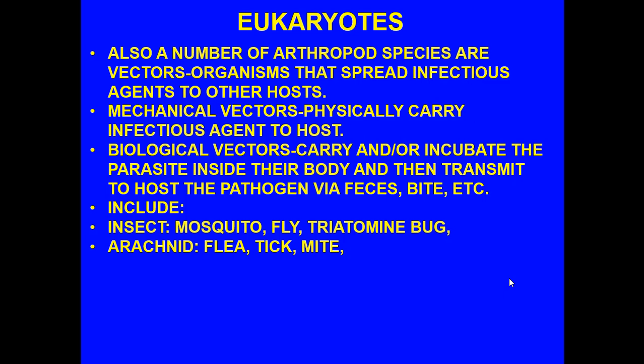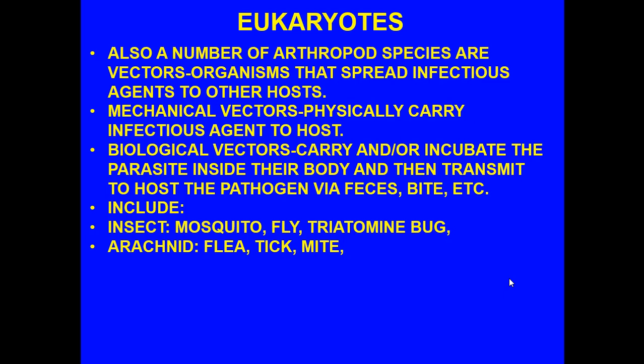A biological vector carries and/or incubates the parasite inside their body. Then they transmit it to the new host, transmit that pathogen to them via feces or a bite, etc. Let me give you two types of arthropods. One class is called insects, another is arachnids. Insects have 3 body segments, arachnids have 2.